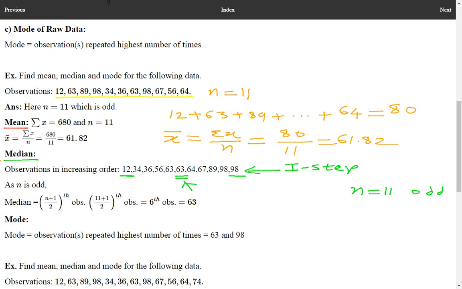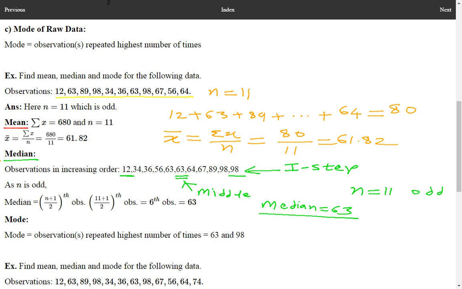So by observation also you can write: median is the middle observation. So the median is the 6th observation and it is 63. Median is equal to 63.